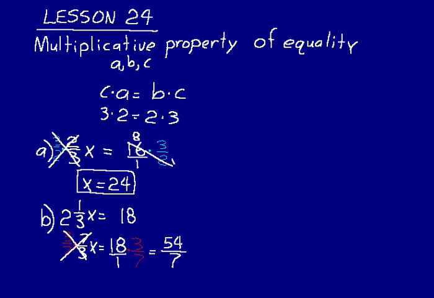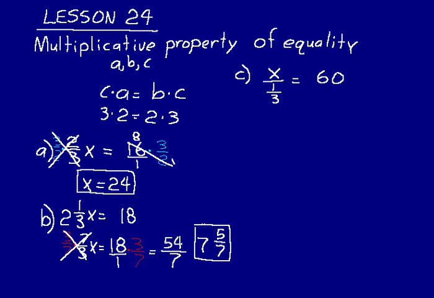Now, we don't want to leave our answer as an improper fraction there, so let's change it to a mixed number. 7 goes into 54 7 times. And then we would have 5 as a remainder, so that would be 5/7. 7 and 5/7. And so we would say that 7 and 5/7 satisfies that equation.